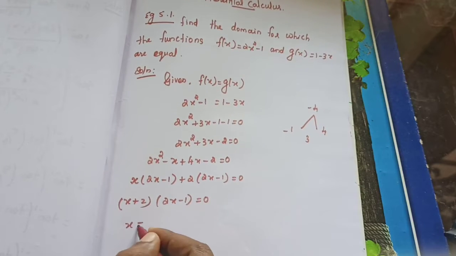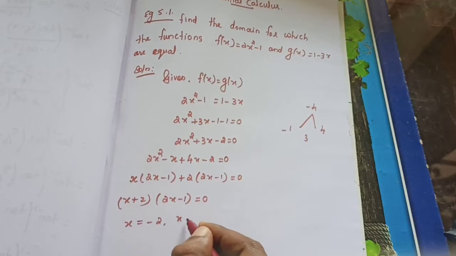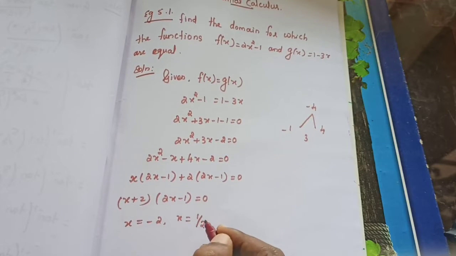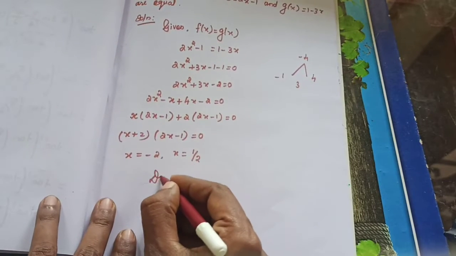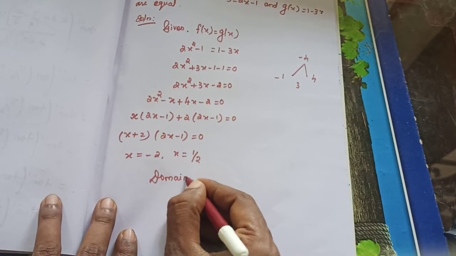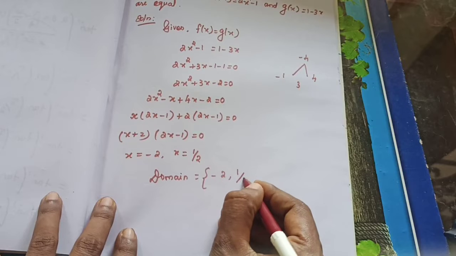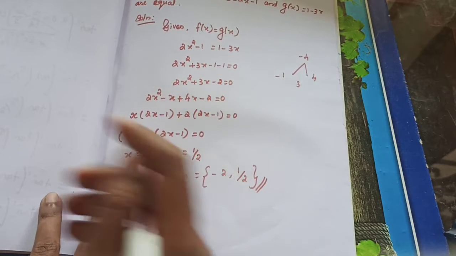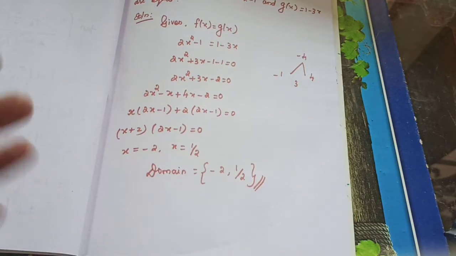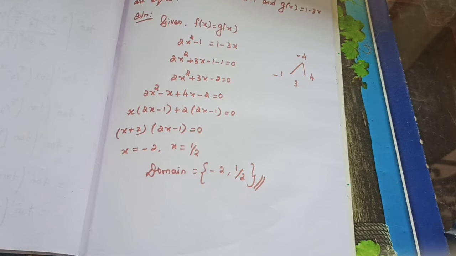So what will we get? x equal to minus 2 and x is equal to 1 by 2. So what's the domain? This is the domain. Okay. So domain equal to, need to write in bracket, that is minus 2 comma 1 by 2. This is the domain. Understand, students? This is all. So very easy. Okay, problems very easy. Understand it. Have you understood? This is the domain. Okay. Then next one.